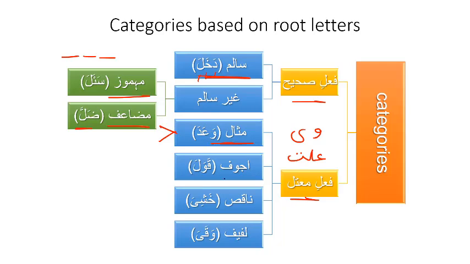Okay. Then ajwaf. Ajwaf actually means sort of the middle area. So jawf, like the hollow in a cave, the middle inside a cave, is called jawf. So ajwaf means that the illat is in the middle. Again, ajwaf wawi and ajwaf yayi. And nakis means sort of incomplete, or there's a problem at the end. So we can have nakis yayi or nakis wawi.